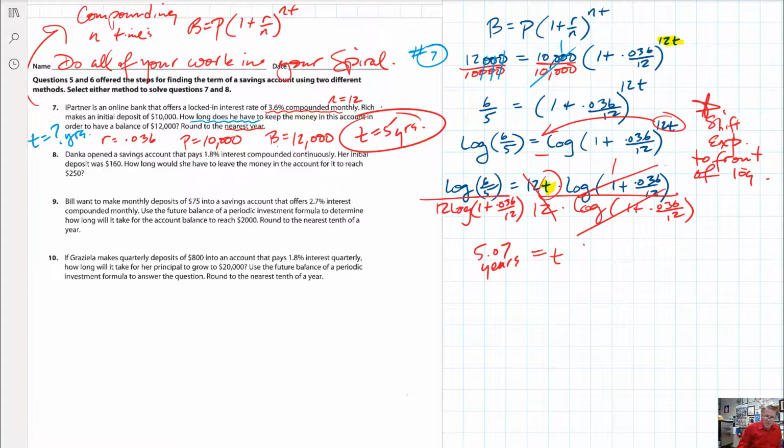Number 8. Danka opened a savings account that pays 1.8% interest. So right there, you know that R is 0.018, but it's compounded continuously. And once you know that, you have to use your compounded continuously interest function. And notice that's different. So if it's compounded continuously, we're going to switch functions and use this one.